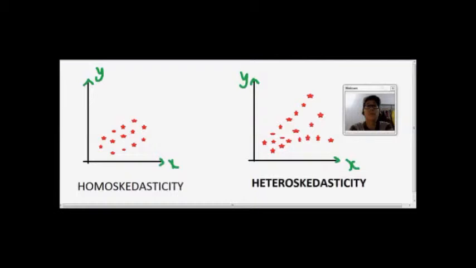What is homoscedasticity? Homo means same, while scedasticity means variance, meaning that the error has a constant variance.